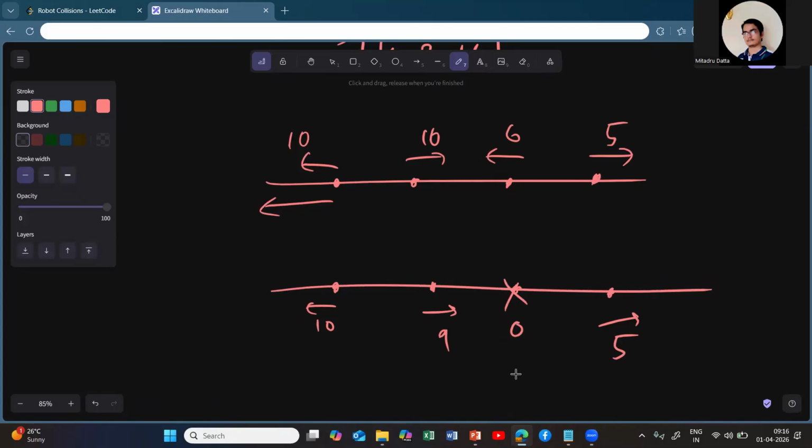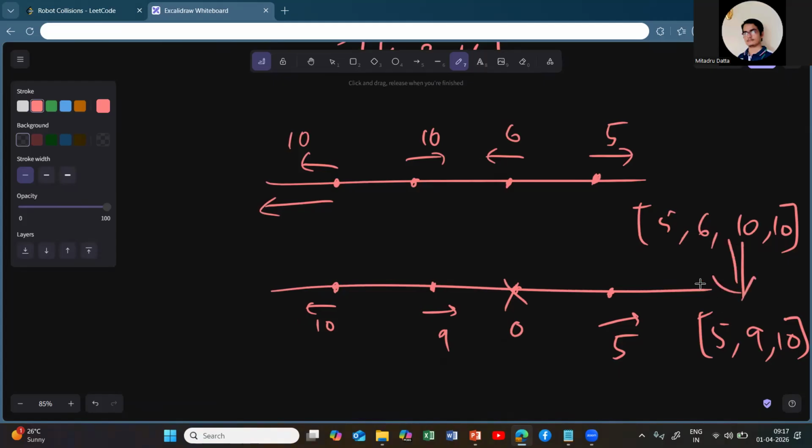Since the robots moving to the right also have the same speed, these two never collide with each other, so no further collisions happen, and your final array will be returned as 10, 9, 5. Now, if your initial input was something like this, 5, 6, 10, 10, then you have to return the array as 5, 9, 10, something like this, instead of 10, 9, 5. It matters what your initial input was. In the same order, you need to return it.